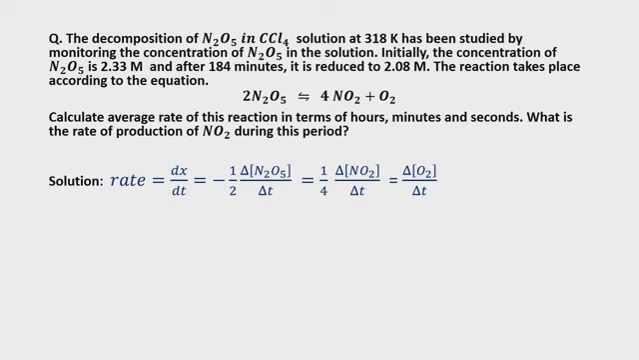Next, now look at the entire question. In this question, calculate the average rate of the reaction. Calculate the average rate of the reaction in terms of hours. Now look at the data, whatever the data is given of the N2O5. Next one, look again at one more question: rate of production of NO2.